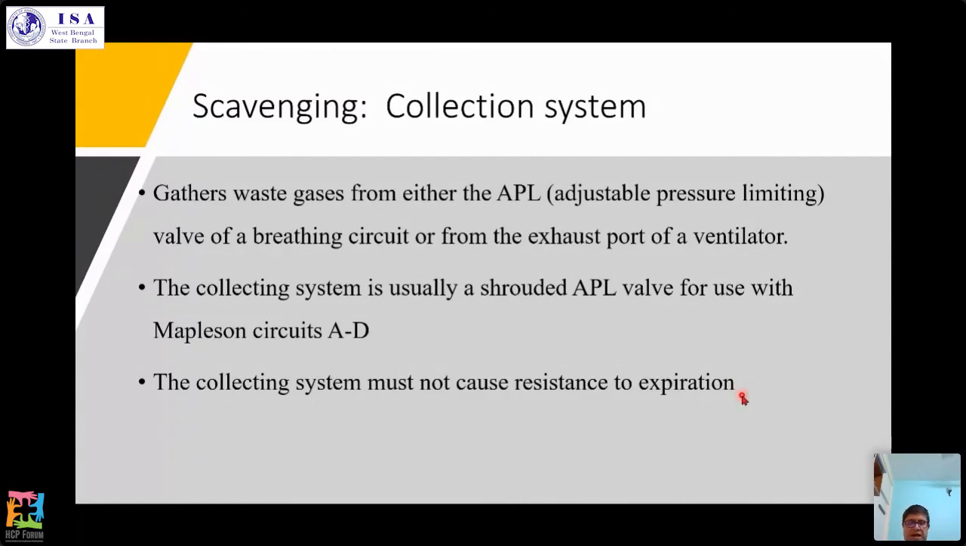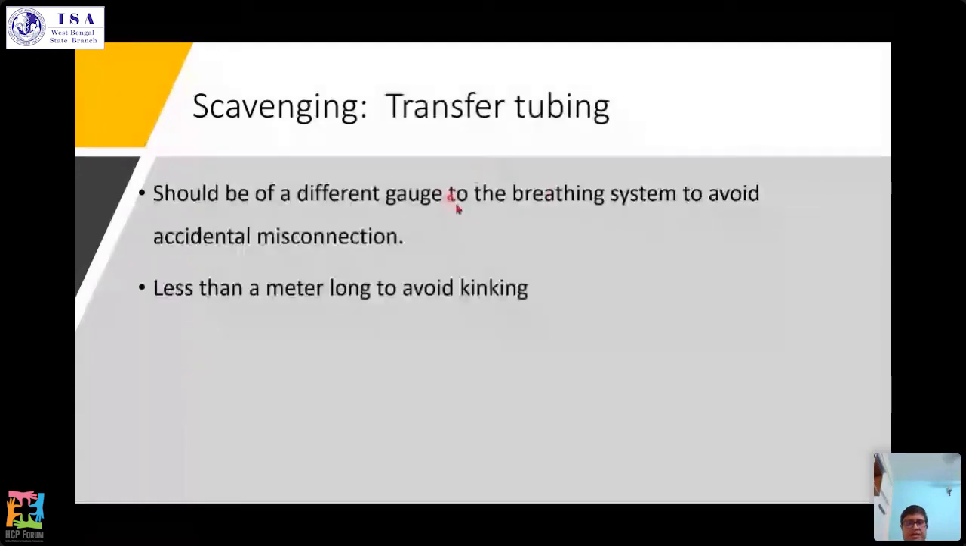That means this pipe should be wide and big. Transfer tubing should be a different gauge to the breathing circuit to avoid accidental misconnection. Obviously, it should be distinct from all other anesthesia pipelines. Less than a meter long to avoid kinking. If there is kinking, there is potential pressure buildup. The patient gets a large unintended PEEP.